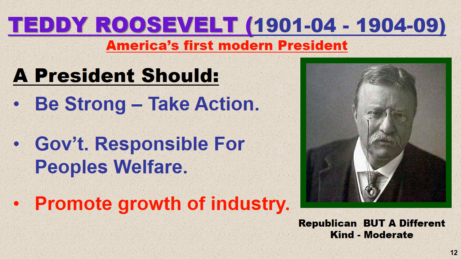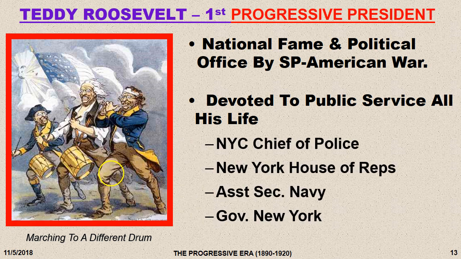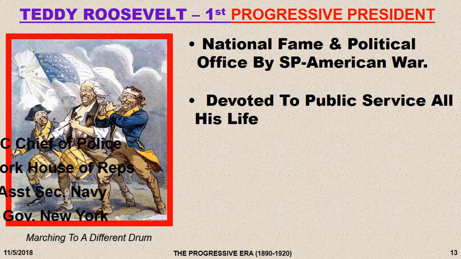Our first and most important progressive president to begin with is Teddy Roosevelt. He's considered to be our first modern president because he believed that a president should be strong and take action. Previous presidents, unless it was a war, i.e. Mr. Abraham Lincoln, were not strong, did not take action. They just kind of did their thing, and the Congress passed laws, and he signed them if he approved of them, and that's about it. Then the laws didn't really get into people's lives for the most part. Again, it was laissez-faire. The government should be responsible for the people's welfare, but also promote the growth of industry.